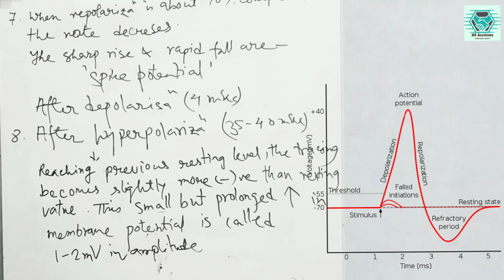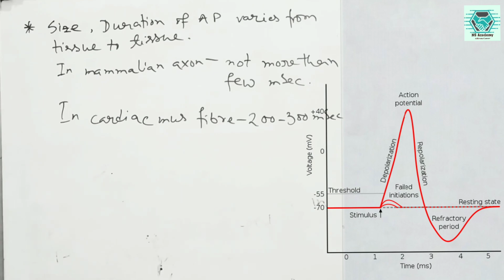duration. The duration of action potential in a mammalian axon is not more than a few milliseconds, but in case of cardiac muscle fiber, it is approximately 200 to 300 milliseconds. So keep this in mind. It is quite interesting also due to the structure of the cardiac muscle, and that's why our heart pumps continuously throughout our life.